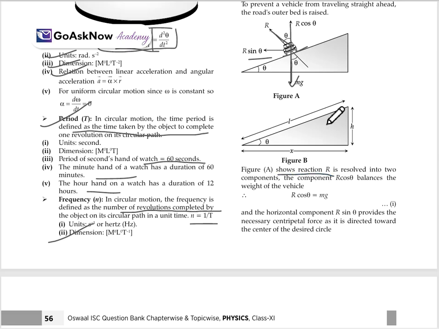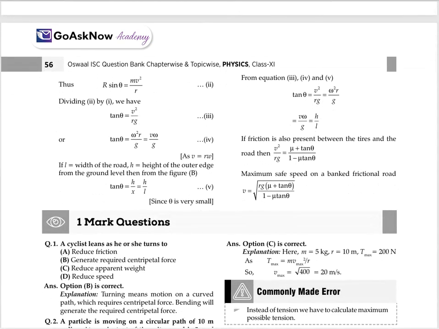Figure A shows the reaction resolved into two components, and R cos theta balances the weight of the vehicle. So R cos theta is equal to mg, and the horizontal component R sin theta provides the necessary centripetal force. It is directed towards the center of the desired circle. So R sin theta is equal to m v square upon r. Then we will divide both the equations.